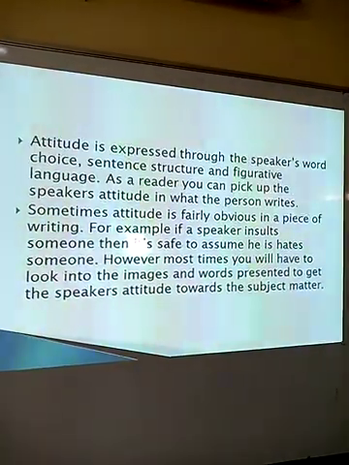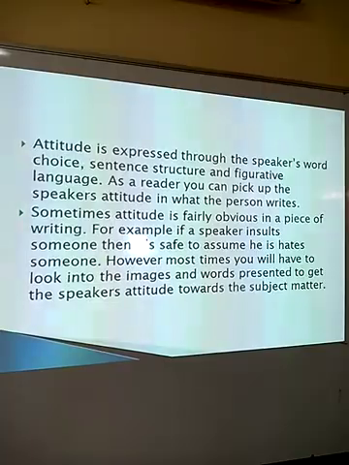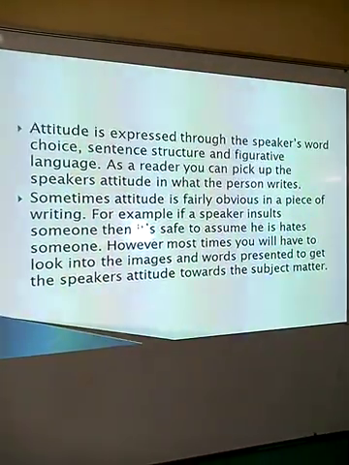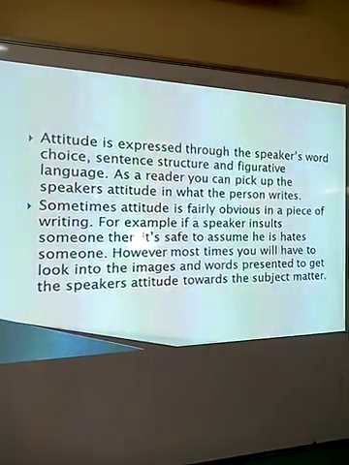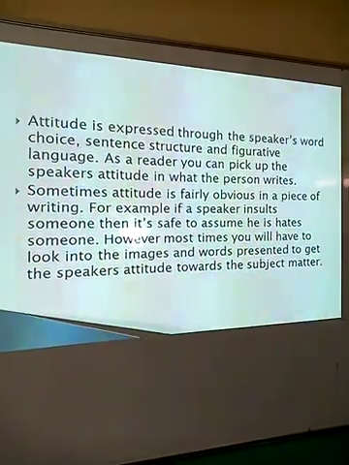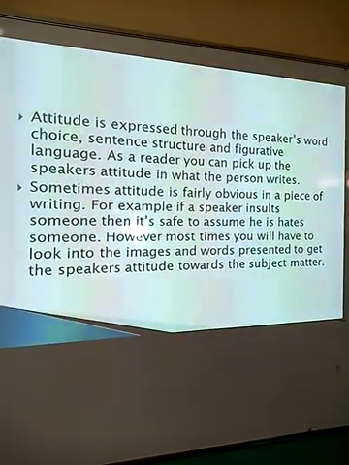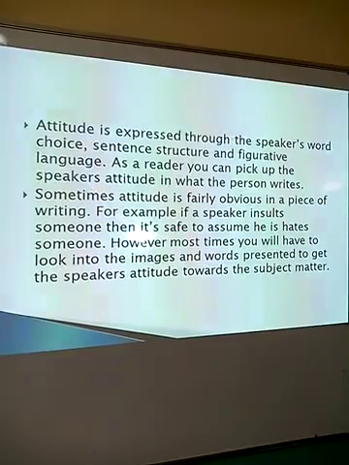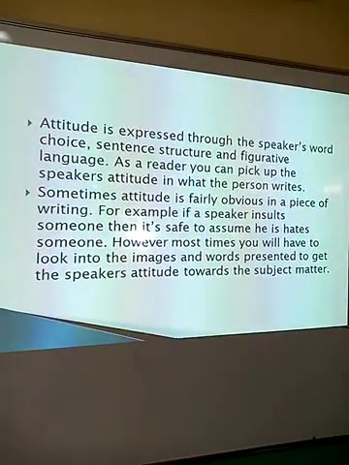You can know what a speaker feels about something or whatever he talks about from his choice of words. Sometimes attitude can be very obvious from a piece of writing and easy to find. For example, if a speaker insults someone or something in his piece of writing, you automatically assume that the speaker hates someone, so the attitude there is hateful.